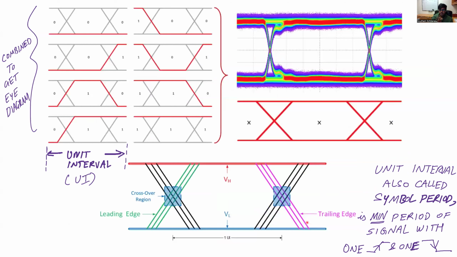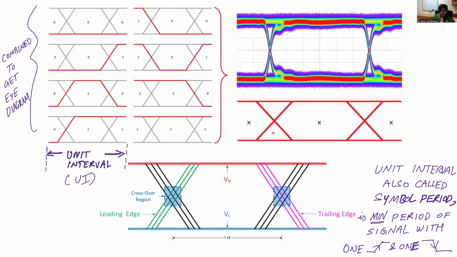So what exactly is the eye mask? Before going into the concept of the eye mask, let us talk about the concept of a unit interval. The unit interval is basically the smallest interval of the signal where there is both a low to high as well as a high to low transition. You can assume that this unit interval is just going to be the period of sampling of the clock. Imagine you had a single data rate clock, which would be a clock which is sampled only at the rising edge of the clock. And therefore, the time period of the clock would basically be this unit interval.